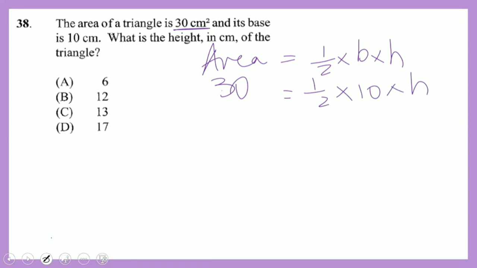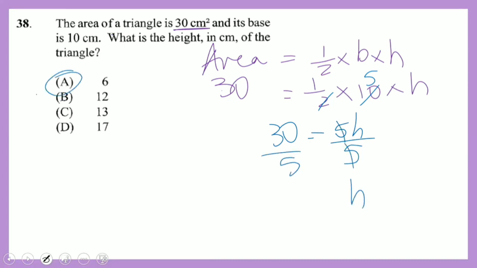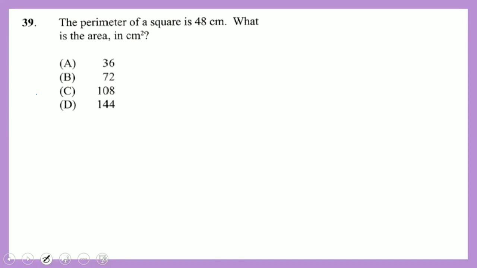Simple. Half of 10 is 5. So on this side we have 5h equals 30. 5 times what gives you 30? Simple. Dividing both sides by 5, h equals 6. That's the height. Number 39: the perimeter of a square is 48 centimeters.